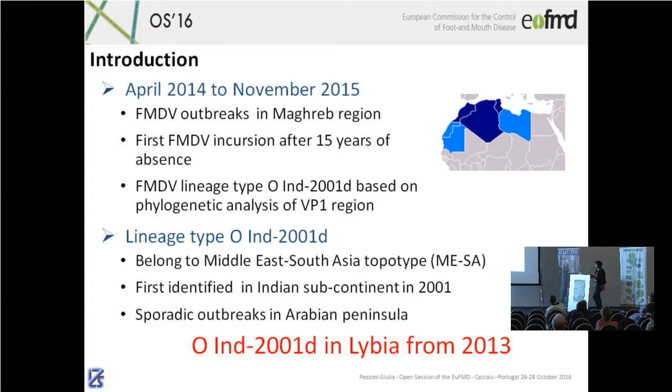that these viruses belonged to the type O in the 2001 lineage, within the Middle East South Asia topotype. This lineage was first identified in the Indian subcontinent in 2001, and from that period it became predominant in the Indian subcontinent, with sporadic outbreaks in the Arabian Peninsula, and in 2013 it was detected for the first time in North Africa, in Libya here.